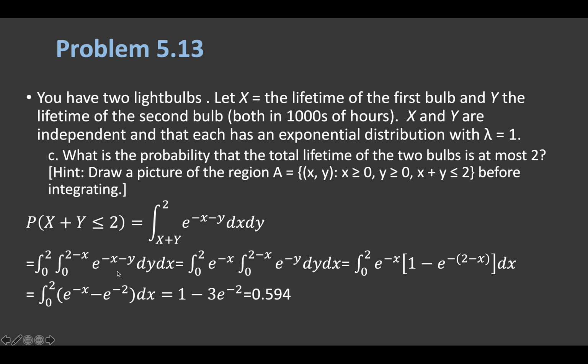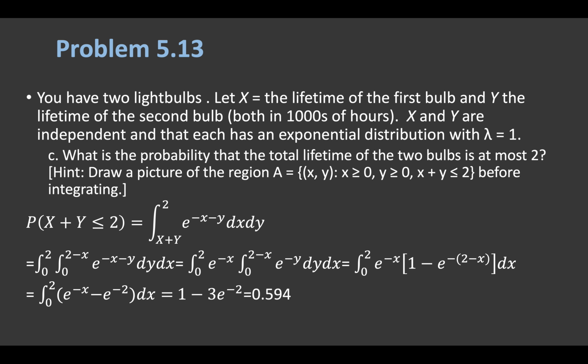I do some operations to make the equation simpler, and then do the integral. This gives me 1 minus 3 e to the power of negative 2, and doing the calculation, it gives you 0.594. That's what we get for the third part. So the probability is about 60% that the two light bulbs will both burn out before 2,000 hours of working.